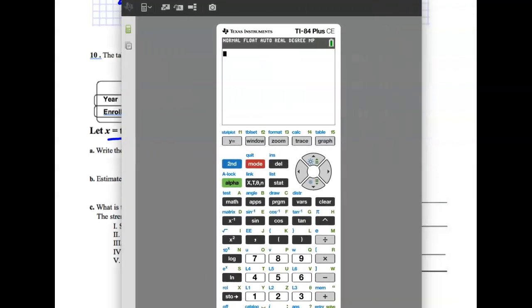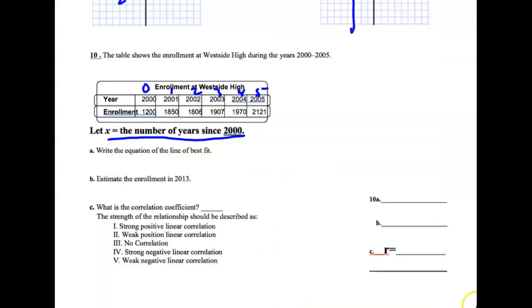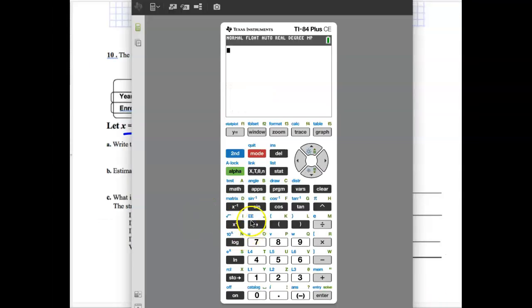First, you're going to make sure that your diagnostics are on so that you actually have an R value when you do your problem. Just wanted to get the bottom of the screen in there for you. If you have the new operating system or if you're using the app on your Chromebook, and if you don't know where your app is, make sure you ask your teacher to help you find that. Go to mode, and you can see diagnostics on is right where I'm highlighting. Make sure it's on and not off.